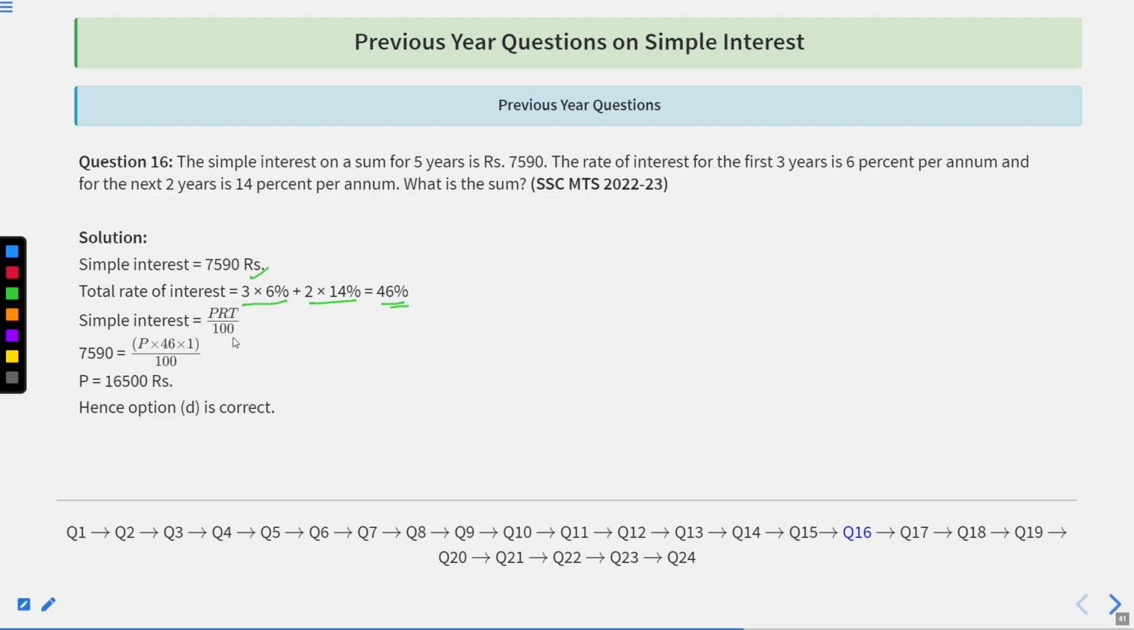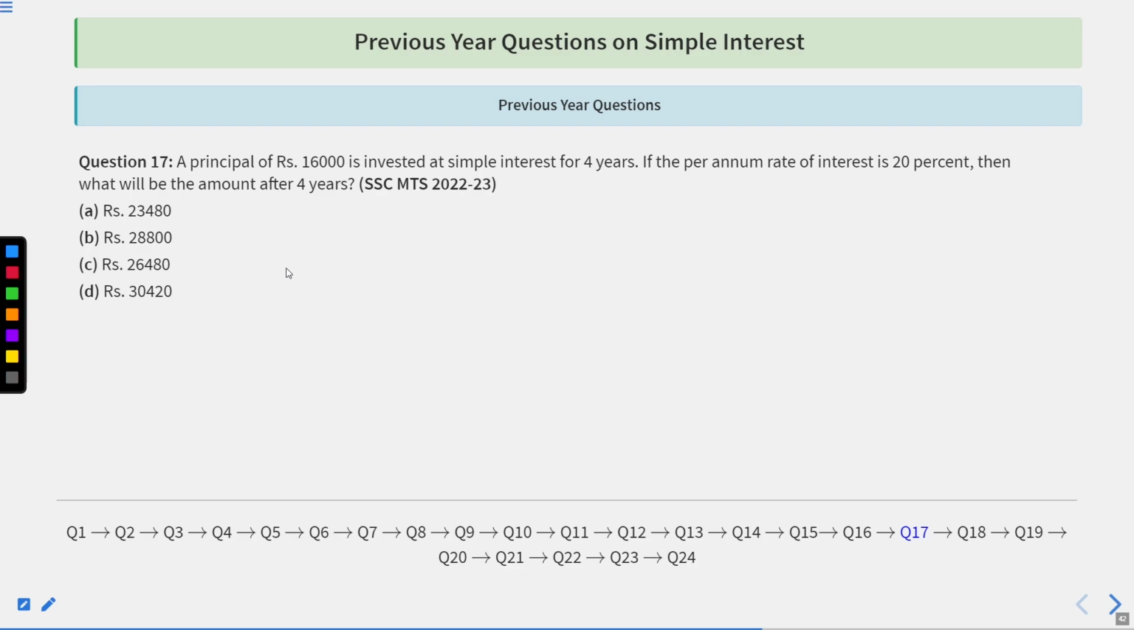So the simple interest will be equal to PRT upon 100. So 7,590 is equal to P into 46 into 1 upon 100. So the principal will be 16,500 rupees. So the option correct here is option D, 16,500 rupees.